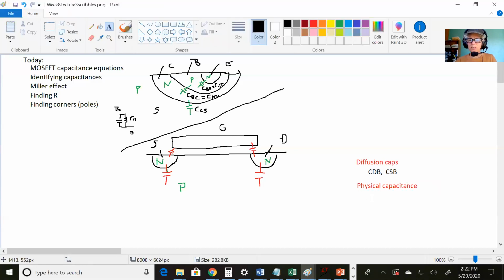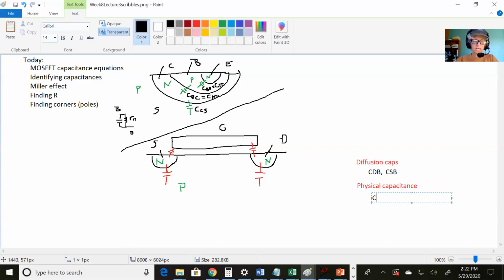Those two capacitances are C gate drain overlap, so that's OV. There's also gate drain capacitance, so to distinguish it from that capacitance, you use the overlap, and that means those little ends that are overlapping the source and drain. And you have C gate source overlap.